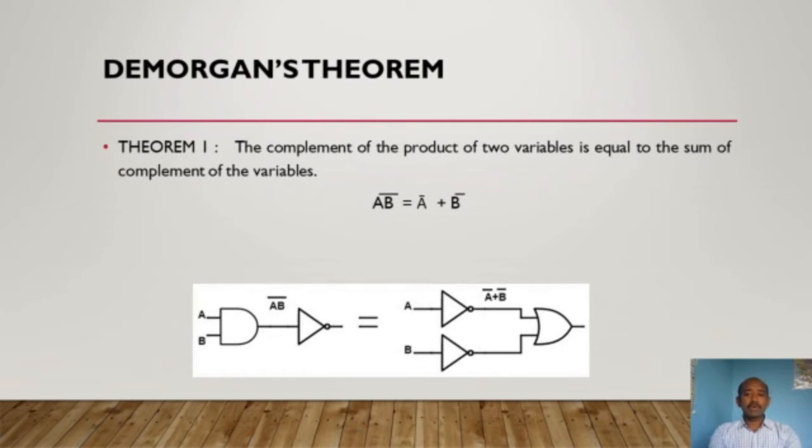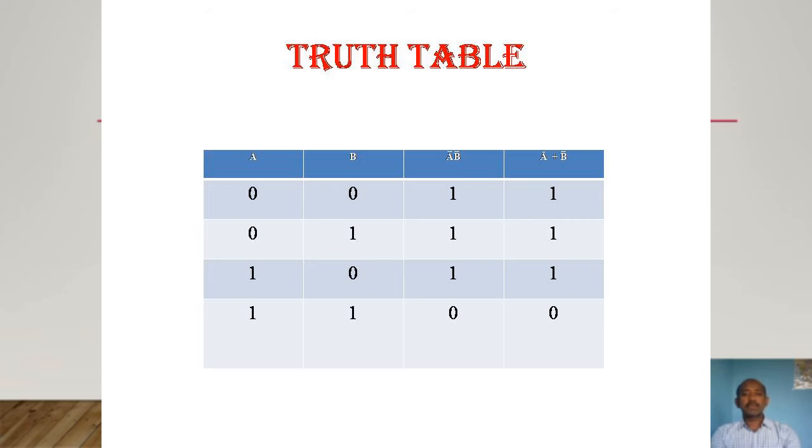In the other circuit, we are giving the inputs as A bar and B bar by introducing inverters, or NOT gates. So A bar and B bar are the inputs for the OR gate. Then we will get A bar plus B bar. So these two circuits are equal.